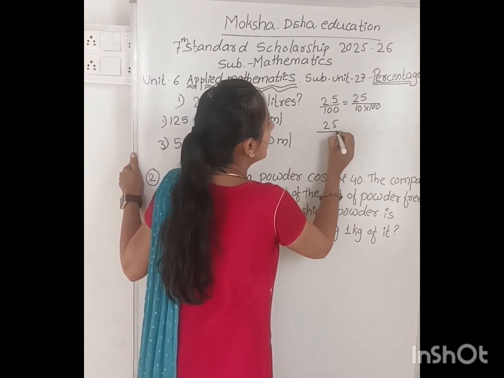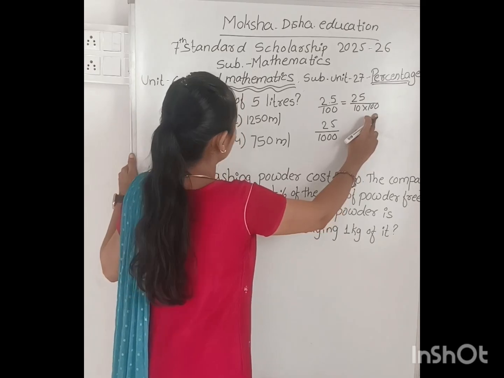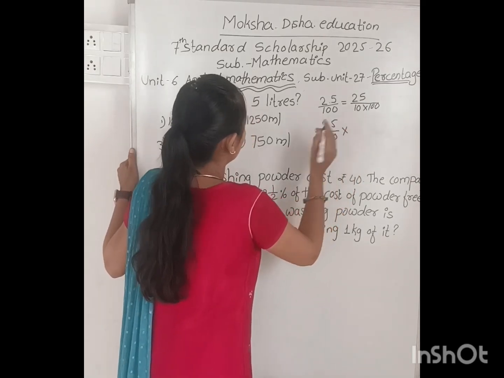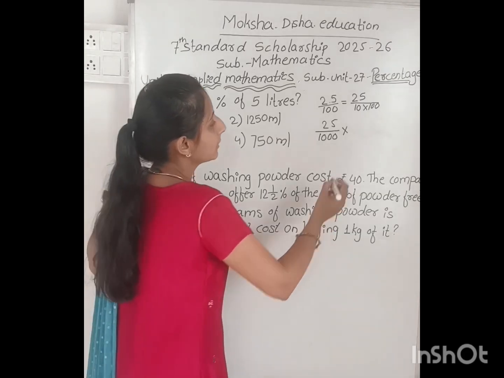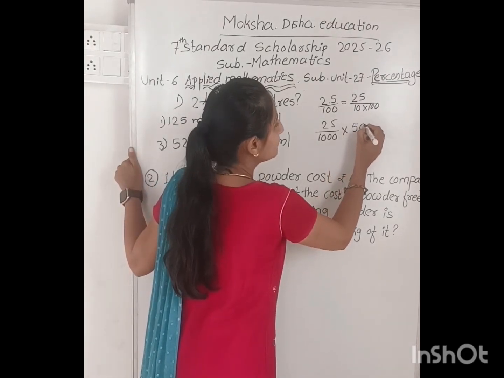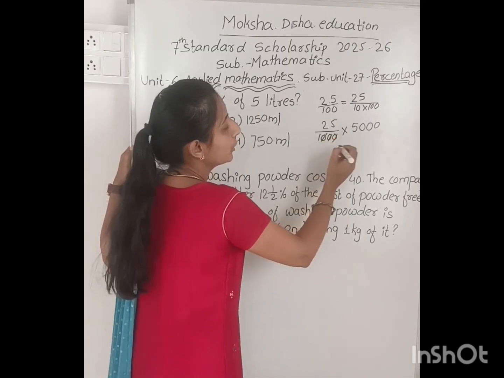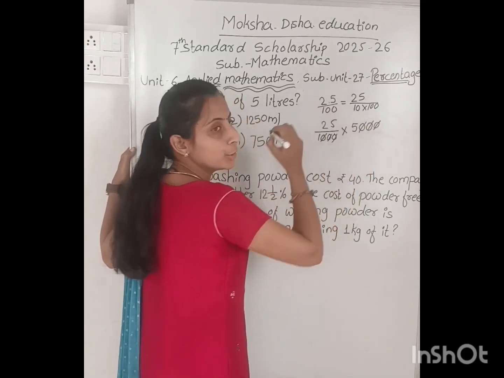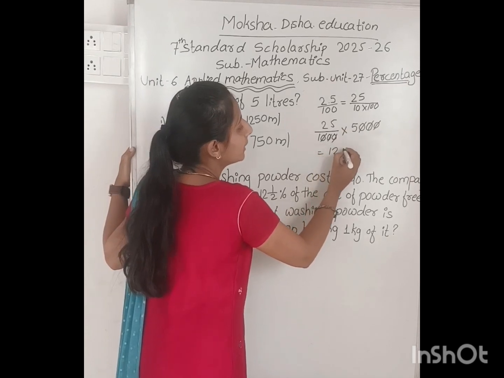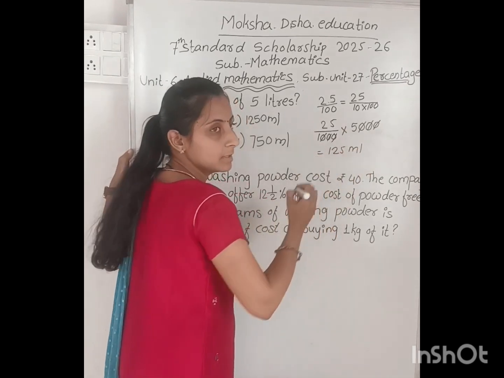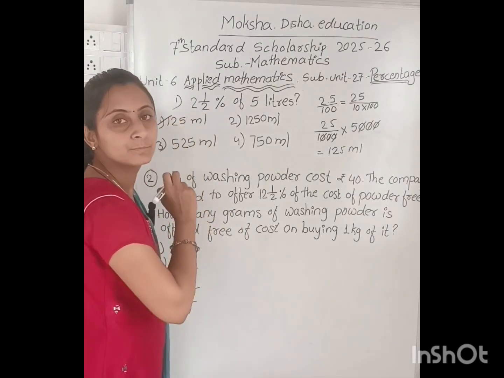25 upon 10 into 100 is 1000, and in ml we want the answer. So 5 liters means it is 5000 ml. So cut these 3 zeros from the denominator and 3 zeros of the numerator. So 25 5s are 125 ml is the correct answer. So the option number 1.